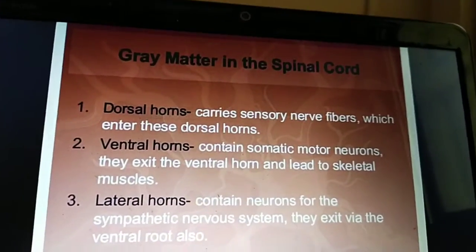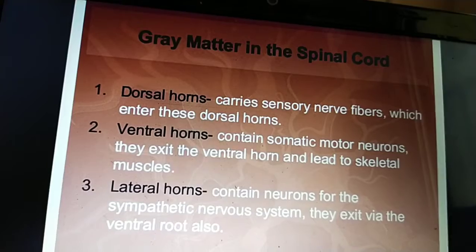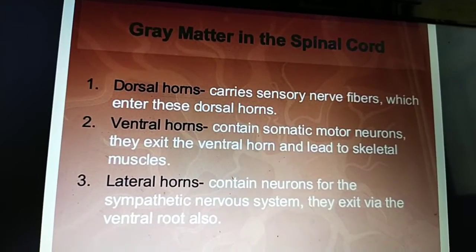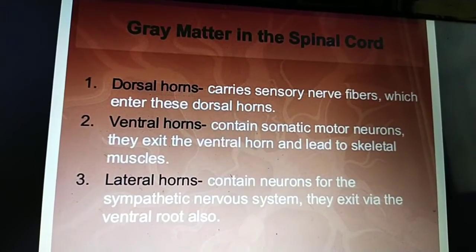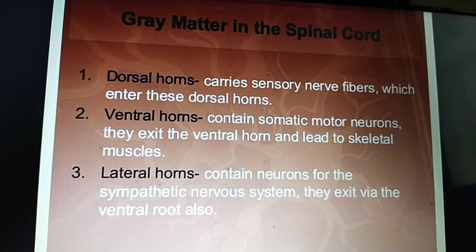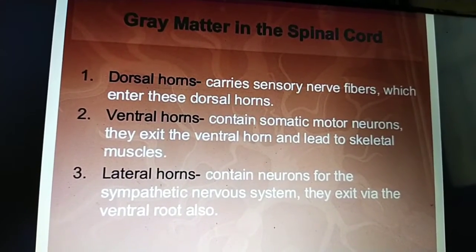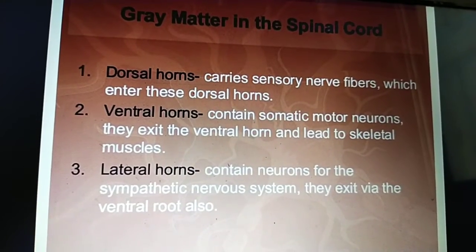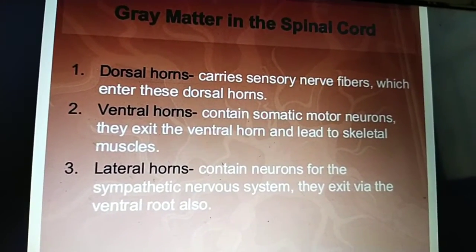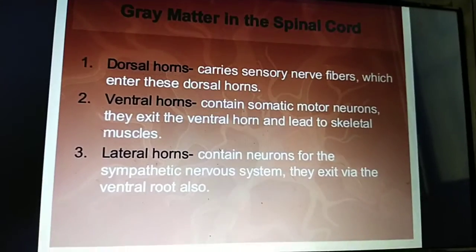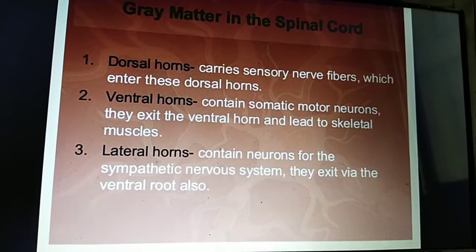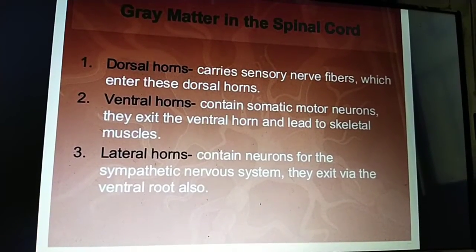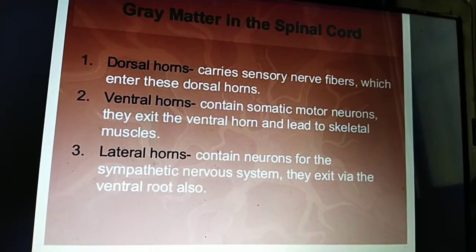Now, gray matter in the spinal cord. The dorsal horn, or posterior horn, mainly carries the sensory nerve fibers, which enter this dorsal horn. The ventral horn contains the somatic motor neurons. They exit the ventral horn and lead to the skeletal muscles. Then the lateral horn contains the neurons for the sympathetic nervous system. They exit via the ventral root also.